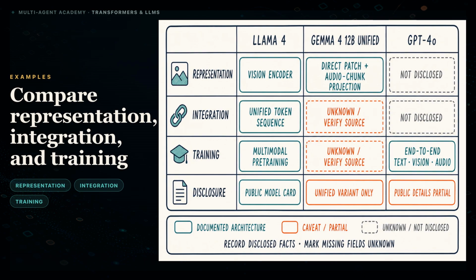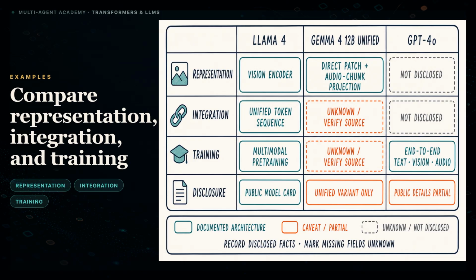Apply the three questions to real systems. Llama 4 uses a vision encoder, then places visual embeddings into a unified model sequence. Llama 4 is therefore not encoder-free. Gemma 4 12B unified projects fixed-size image blocks and audio chunks without dedicated encoder towers. The encoder-free claim applies to the unified model, not every Gemma 4 model.